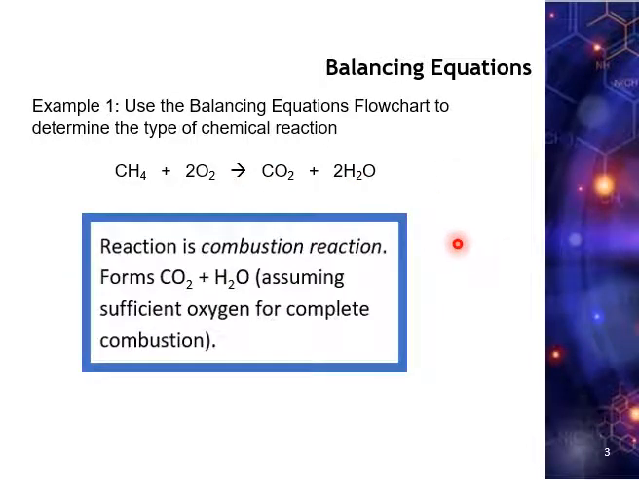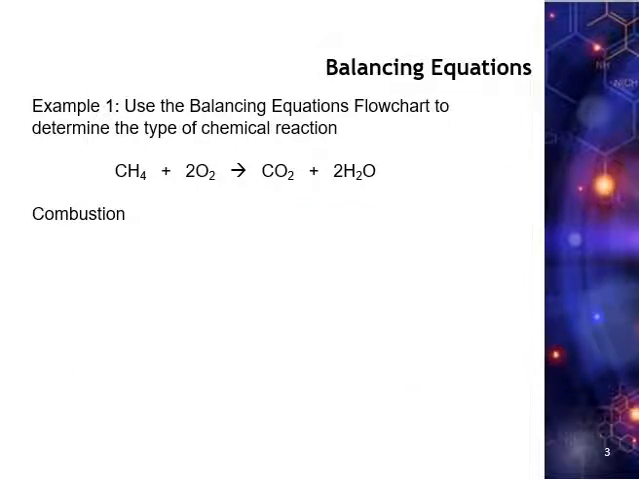You assume there's sufficient oxygen. If there's insufficient oxygen, carbon monoxide will be formed. We will only consider complete combustion, however, in this course. So when you have a combustion reaction, you can assume the products will be CO2 and water because there will be sufficient oxygen for complete combustion. The correct answer is combustion. This is a combustion reaction.